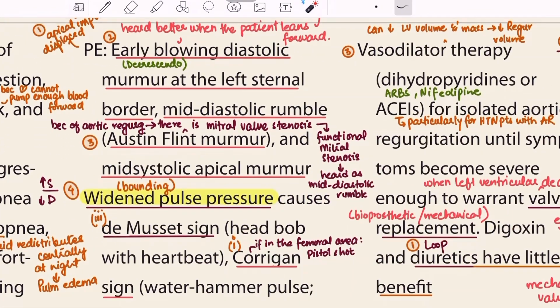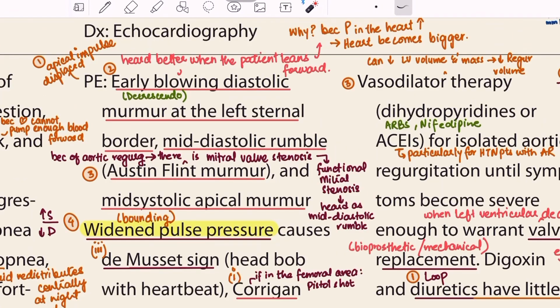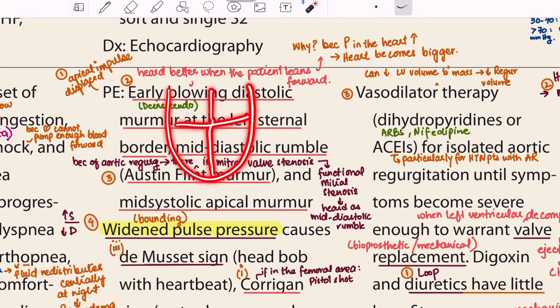Now let's talk about some physical findings that you will find while you're examining your patient. The first thing you need to keep an eye out for is that the apical impulse will be displaced. Let's suppose this is your heart. Because of backflow of blood, there will be ventricular hypertrophy. Your ventricle will increase in size. That will cause your apical impulse to be displaced.